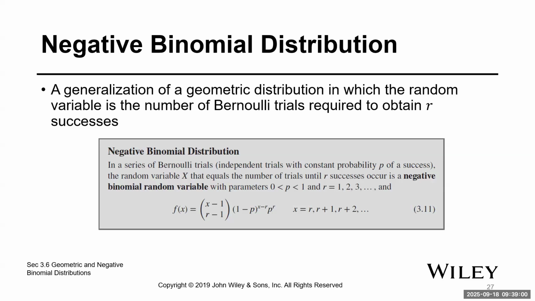So the question might be, how many trials are required for 5 successes to occur, with the probability of success being a given number? So when you're looking at these, it might be helpful to write down on your paper, which I wrote down on my paper.